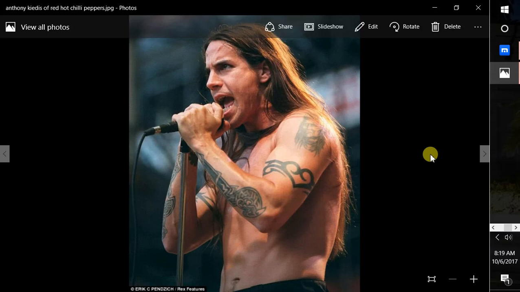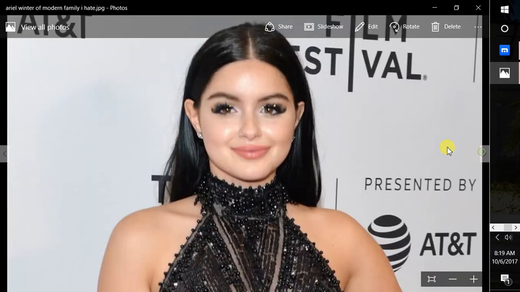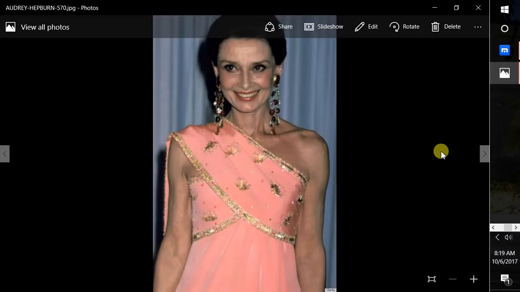Here is Anthony Kiedis of Red Hot Chili Peppers, 100% man, straight back all the way into the pelvis. Anthony Kiedis is no female, no transgender. He's 100% man. Okay. Ariel Winter of Modern Family. I hate the show, so I just put it up there because it's trying to change the old world order into the new world order, making people think that homosexuals can be great parents, or transgenders can be parents as well. But Ariel Winter, nevertheless, is a female, not a transgender. 100% female. Audrey Hepburn is 100% woman, not a transgender in any way.